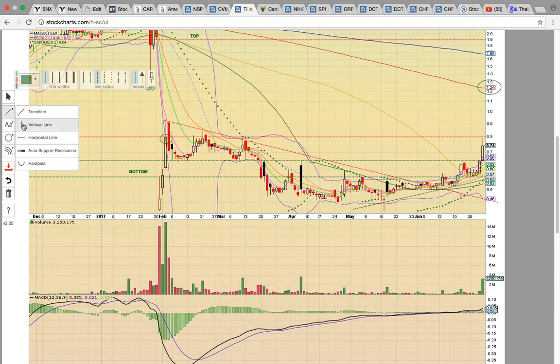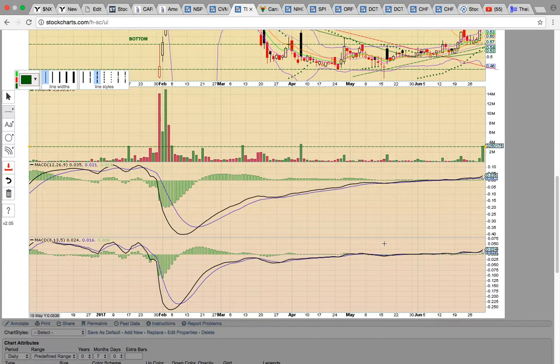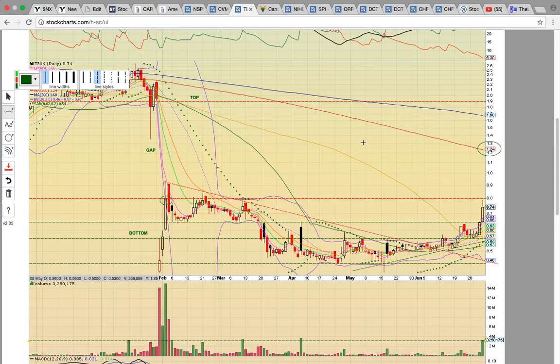If you look down here, there was a nice volume spike on Friday, so there was volume behind the move, behind the push higher. So it just needs to bust through 80 resistance, and it could be back up above dollar land next week. So keep an eye on it.